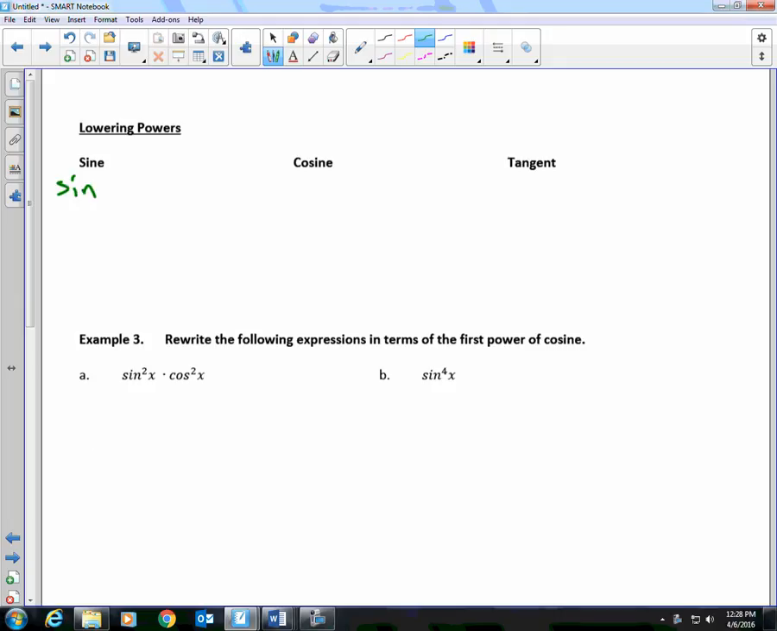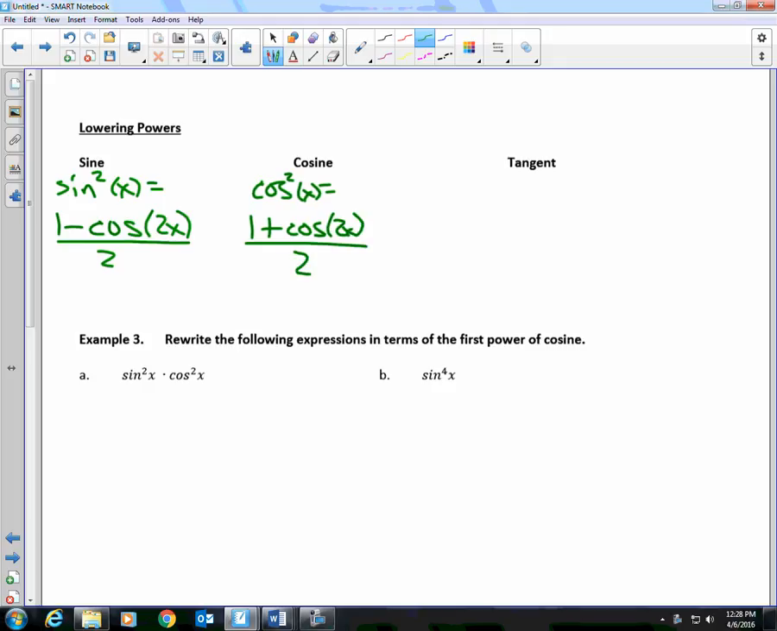Sine squared of x, we learned, is equal to 1 minus cosine of a double angle 2x, divided by 2. We also learned that cosine squared of x is equal to 1 plus cosine of 2x all over 2. And finally, we learned that tangent squared of x is equal to 1 minus the cosine of 2x divided by 1 plus the cosine of 2x.